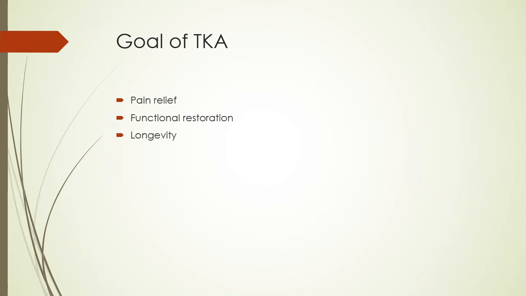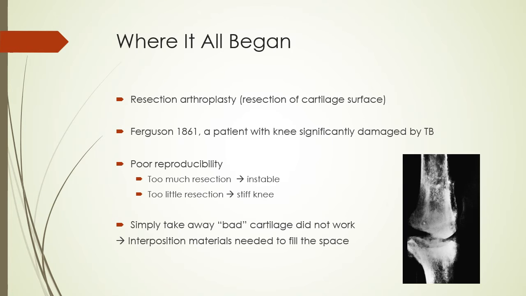The goals of TKA are also the same as hip. We want the patients to have pain relief, functional restoration, and longevity. Total knee replacement actually all began with a resection arthroplasty back in the 1860s. Basically the idea is to take off the diseased portion of the cartilage, then simply resect that. In 1861, Dr. Ferguson did it with a patient with a knee significantly damaged by TB.